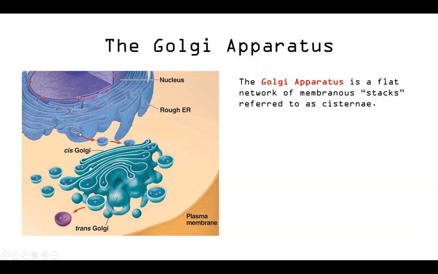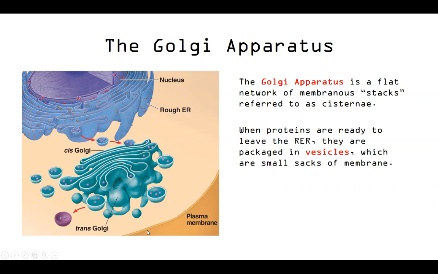So here we've got the cis face of the Golgi. This is going to be the face of the Golgi that's closest to the rough ER, and the trans face of the Golgi, which is going to be the face that is closest to the plasma membrane. So generally speaking, things enter through the cis face, exit through the trans face.